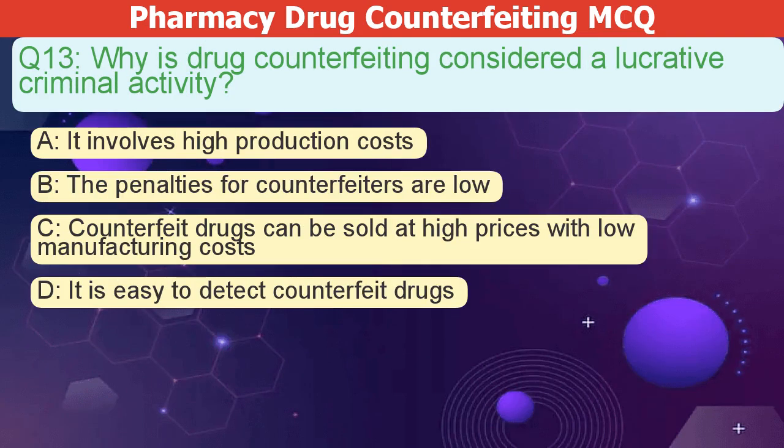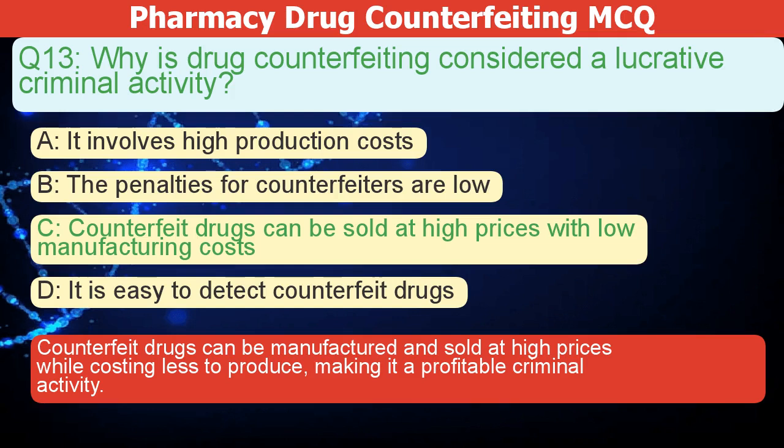Why is drug counterfeiting considered a lucrative criminal activity? A. It involves high production costs. B. The penalties for counterfeiters are low. C. Counterfeit drugs can be sold at high prices with low manufacturing costs. D. It is easy to detect counterfeit drugs. The correct answer is C. Counterfeit drugs can be manufactured and sold at high prices, while costing less to produce, making it a profitable criminal activity.